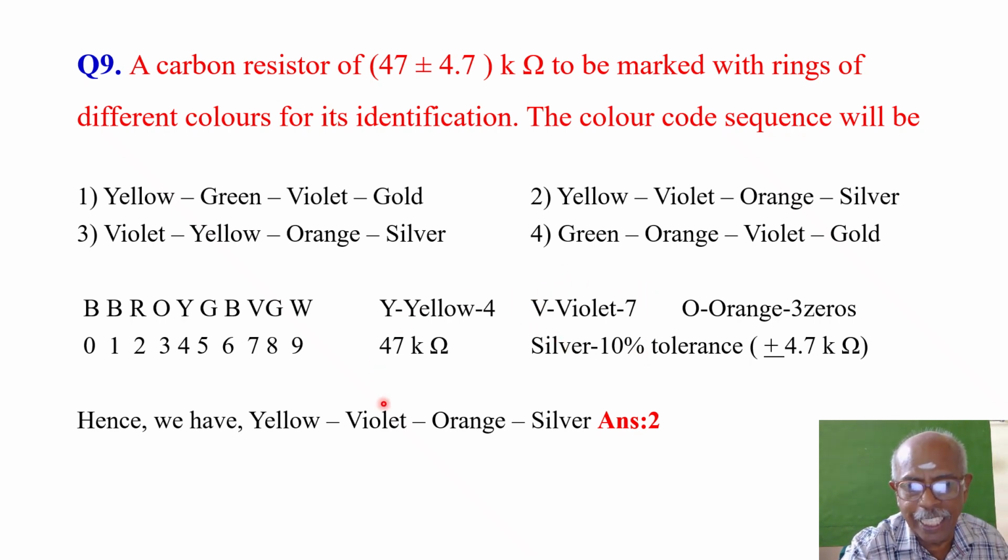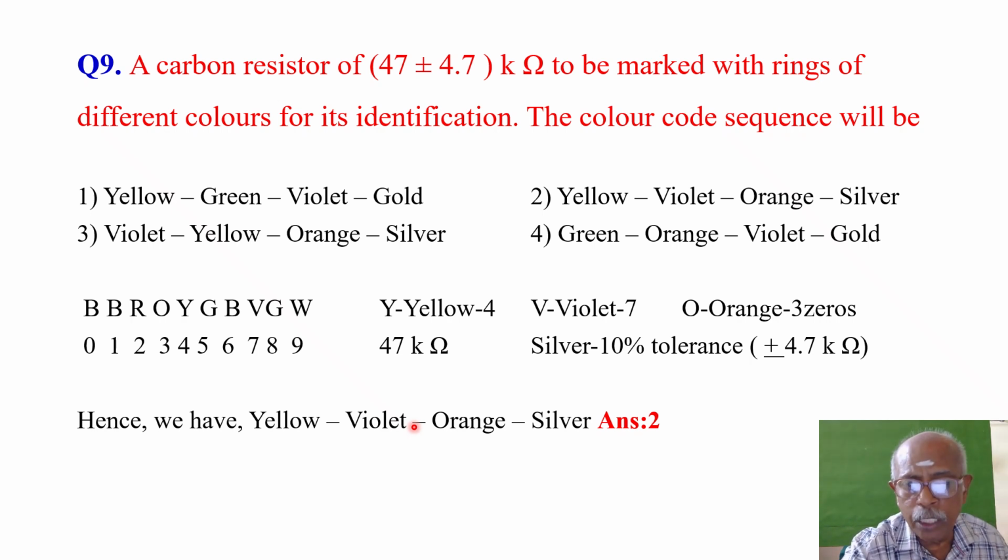Then what about the third color? The third color will give you the number of zeros that you must add. So in that case, this is 47K, kilo ohm. What does it mean by kilo? 1000. It means you must add 3 zeros. So in order to add 3 zeros, you should have a ring with the color orange. So yellow, violet, orange: yellow for 4, violet for 7, 47, and orange for 3 zeros, 47K, or rather to say 47,000 ohms.